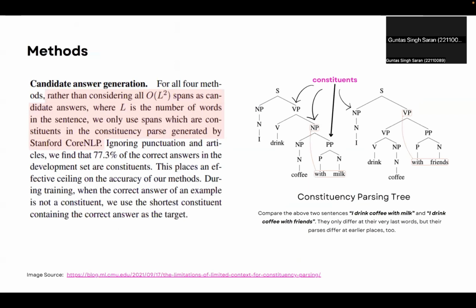And so now we'll be moving on to the methods which they have proposed. If there are L words in a sentence, there will be LC2 possible spans that we can consider, which is big O of L squared. But instead of taking all of those as possible answers, they used the constituency parse generator of CoreNLP, and using that parser, they selected all of the constituents as the possible answers, such as verb phrases, noun phrases, etc.